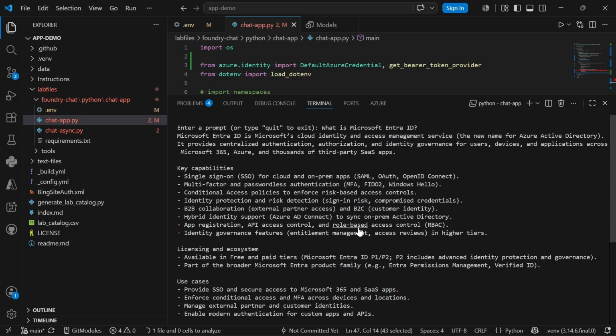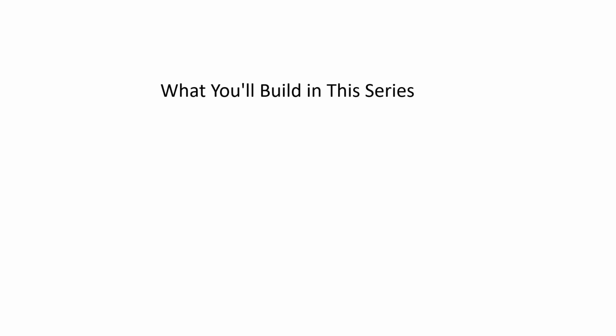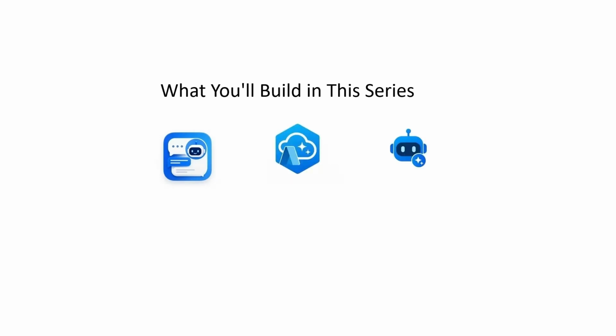So by the end of today's lesson, you'll be able to build this, an AI chat application. All right. Before we dive deep into the code, let me show you what you will be able to build throughout this series. Throughout this series, we will create an AI powered chat application. We will explore Azure AI Foundry. We will build intelligent AI agents. We will integrate external tools using the Model Context Protocol (MCP).